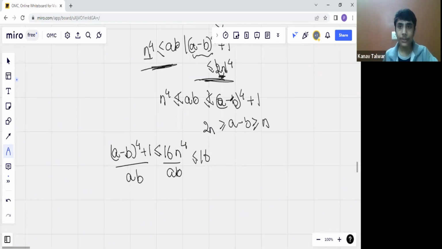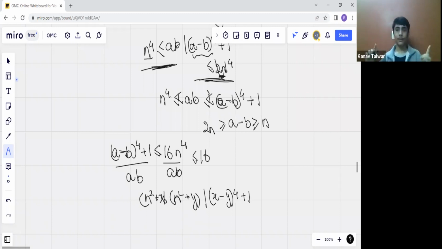Now, first of all, we are working so much in n, so just get rid of A and B. Substitute A to be n squared plus x and B to be n squared plus y. We have that (n squared plus x) times (n squared plus y) divides (x minus y) to the 4 plus 1. Just removing AB and substituting n squared plus x and n squared plus y. Awesome. What can we say about this? The quotient is very small, it's just 1 to 16.